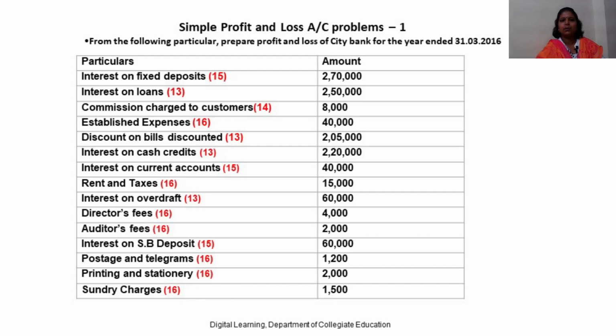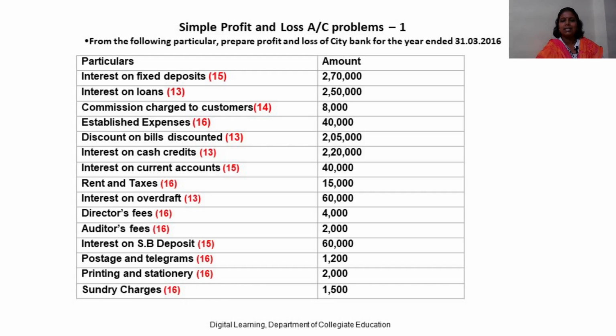With all this, let us look at the schedules. See, interest on fixed deposit. Fixed deposit means the bank is paying the customer who's holding the fixed deposit. So it's an expense, it's interest, so it is schedule number 15. Interest on loan. Loan is given by the bank to the customer, so the bank earns an income. Interest comes from the loan, it will come in schedule number 13, it is income.